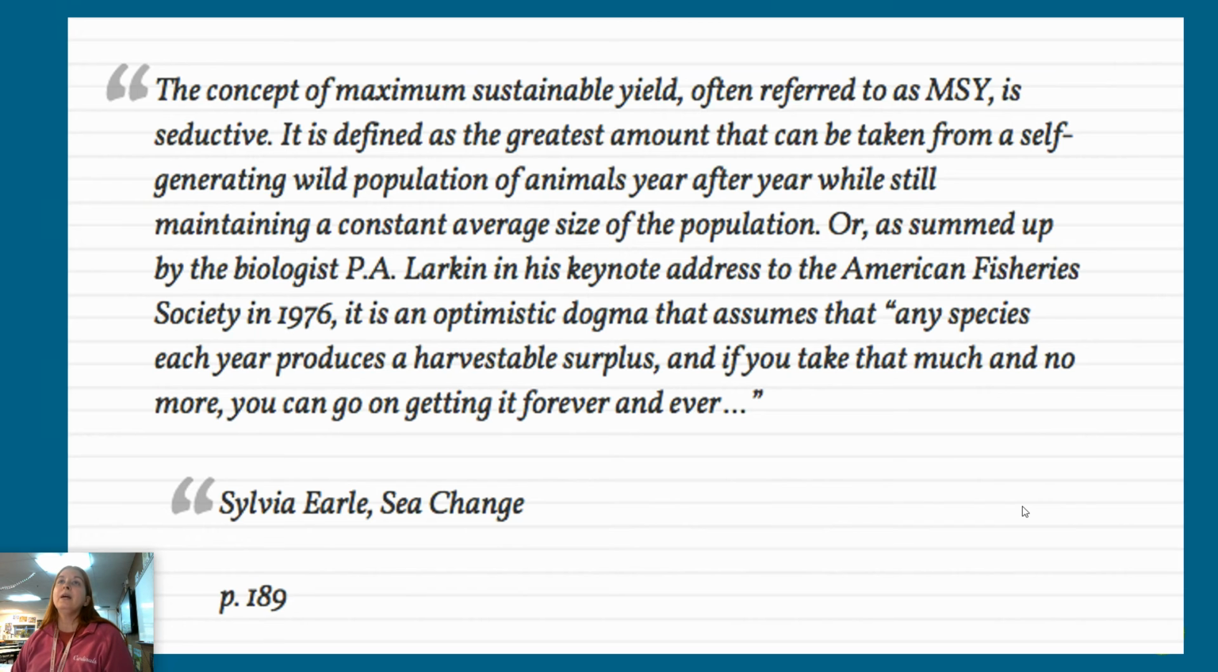Here's a nifty little quote. The concept of maximum sustainable yield, often referred to as MSY, is seductive. It is defined as the greatest amount that can be taken from a self-generating wild population of animals year after year while still maintaining a constant average size of the population. Or, as summed up by the biologist P.A. Larkin in his keynote address to the American Fisheries Society in 1976, it is an optimistic dogma that assumes that any species each year produces a harvestable surplus, and if you take that much and no more, you can go on getting it forever and ever. We don't take just the maximum sustainable yield, so that is our problem.